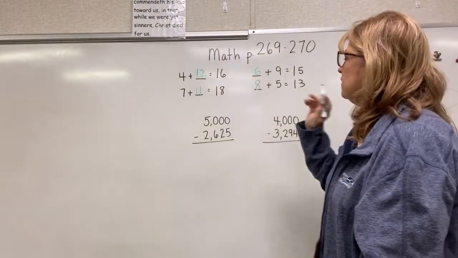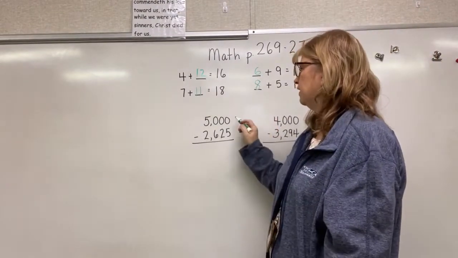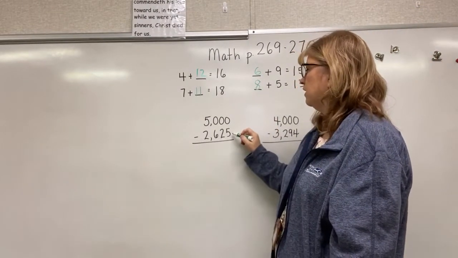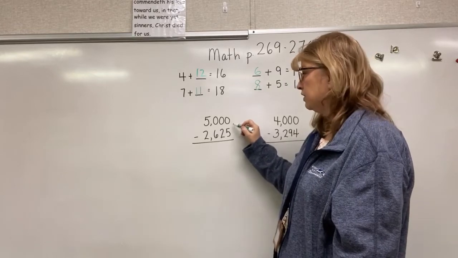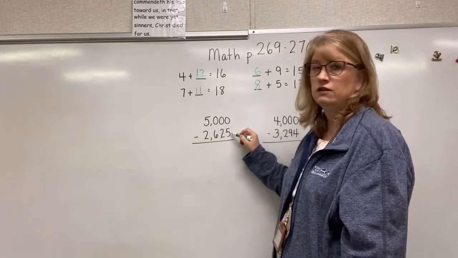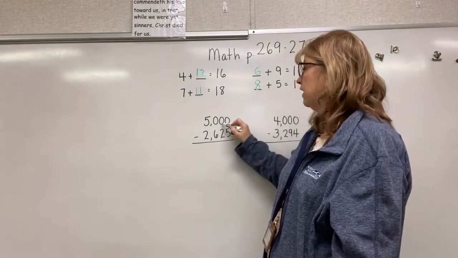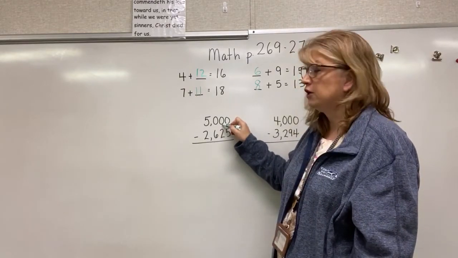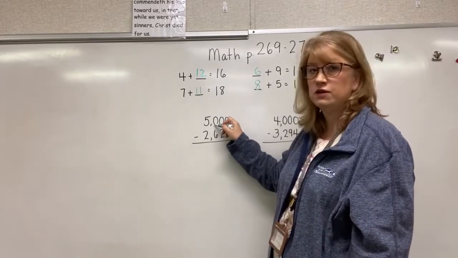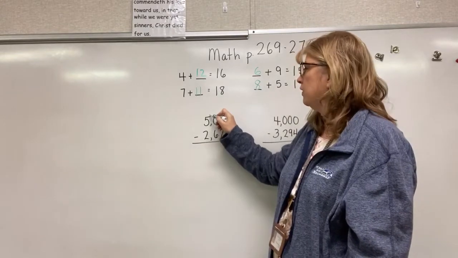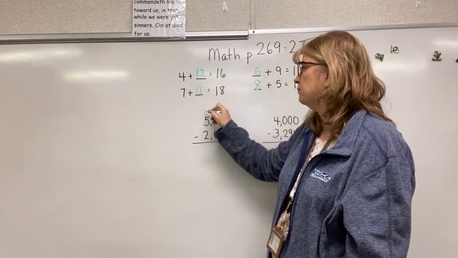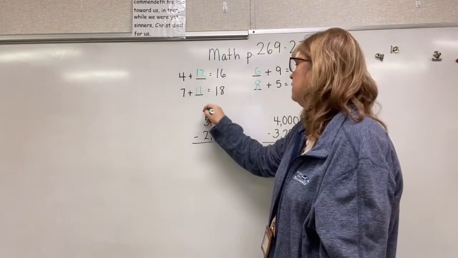All right, so we have to say, can we do 0 minus 5? If we have 0 cookies and we try to take 5, we can't do that. Can we borrow from this 0? No. Can we borrow from this 0? No. We have to go all the way to the 5 and make it a what? A 4.